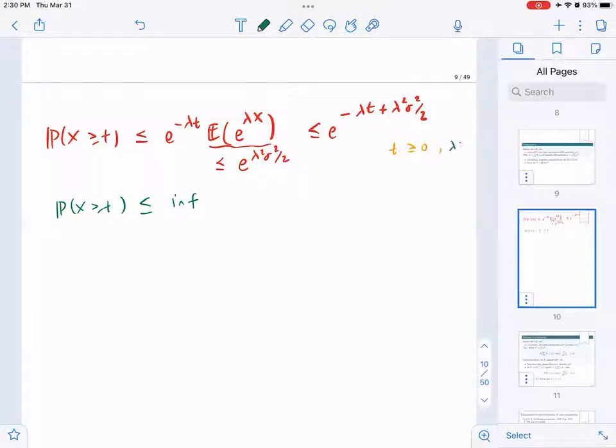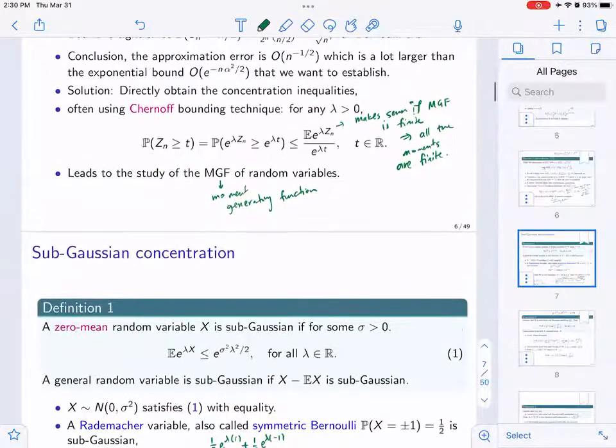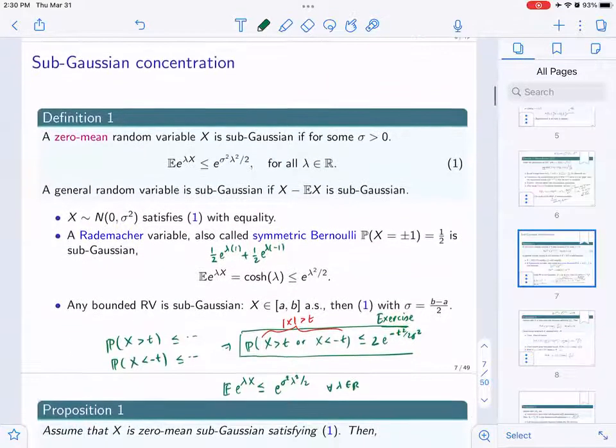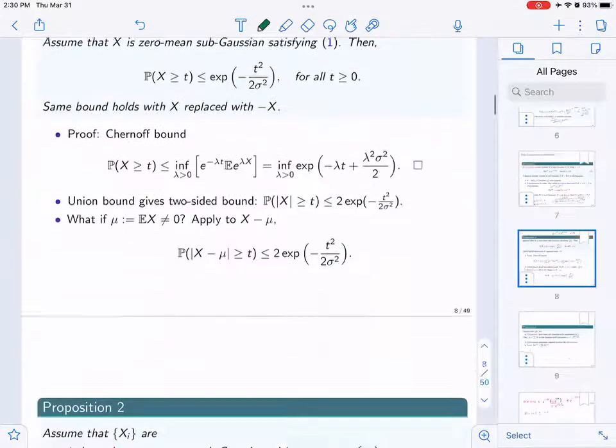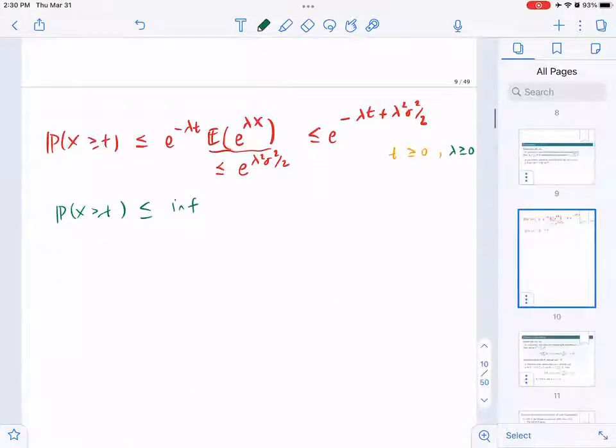Anyone remembers why? Because of the Chernoff bound: when I multiply by lambda, I want to keep the sign of the inequality. If lambda is negative, this has to change. So the subgaussian upper bound is valid for any lambda, but the Chernoff bound requires me to have this. So I can only optimize over lambda bigger than 0, e to the negative lambda t plus lambda squared sigma squared over 2. That's basically my bound.